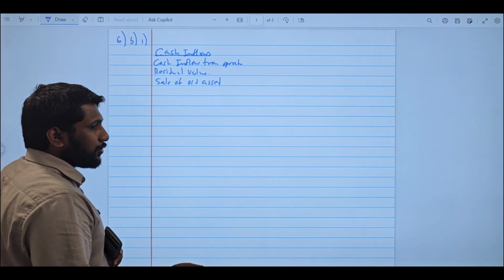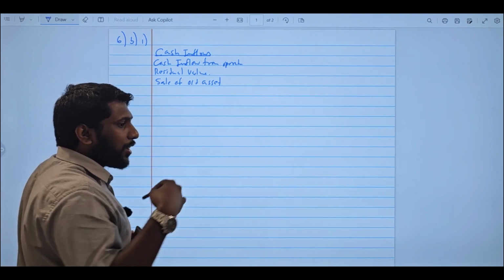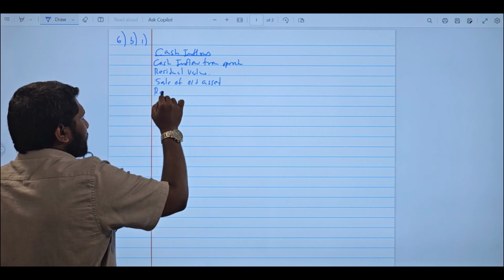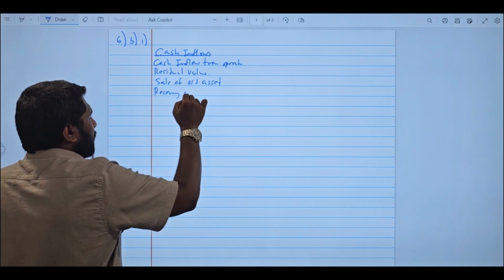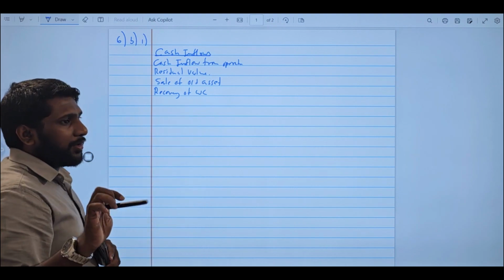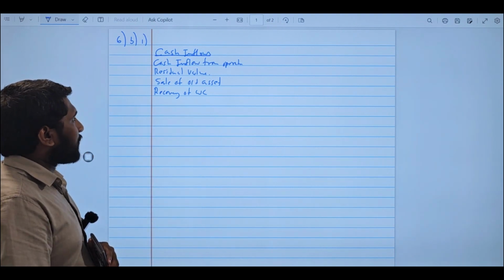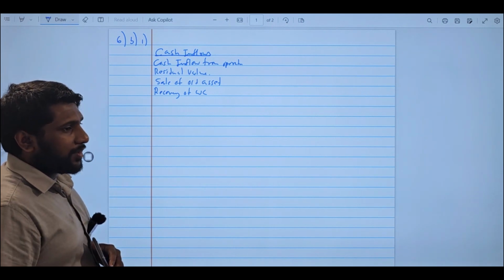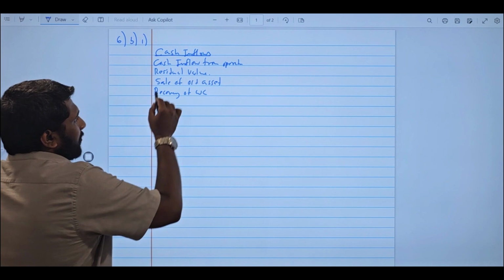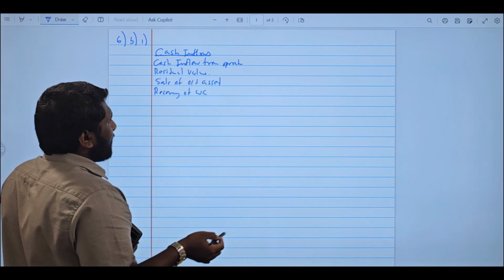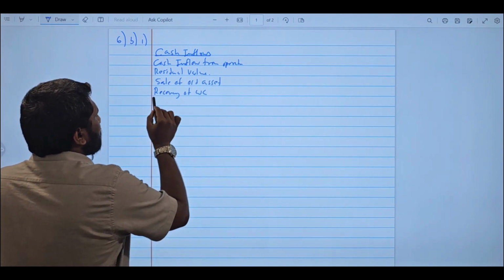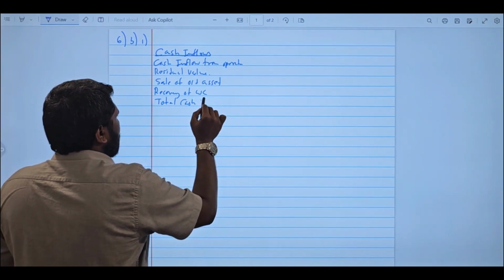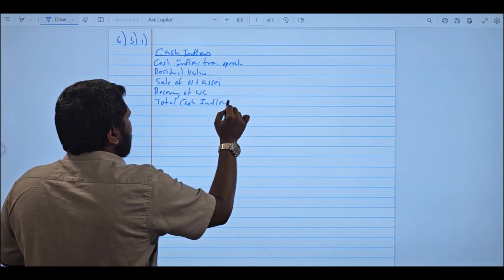Then once the project is over, whatever money you gave for working capital purposes, you can recover it back. So recovery of working capital. So remember, four items are there: cash inflows from the operation, residual value, sale of the old asset, and recovery of the working capital. And by adjusting all these things you can get the total cash inflows.